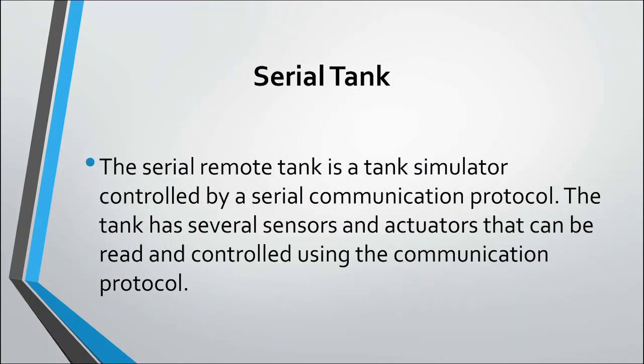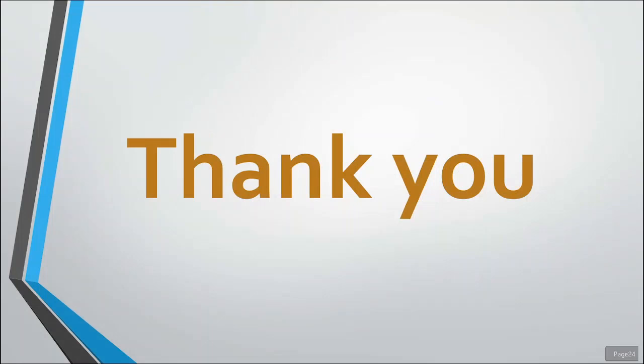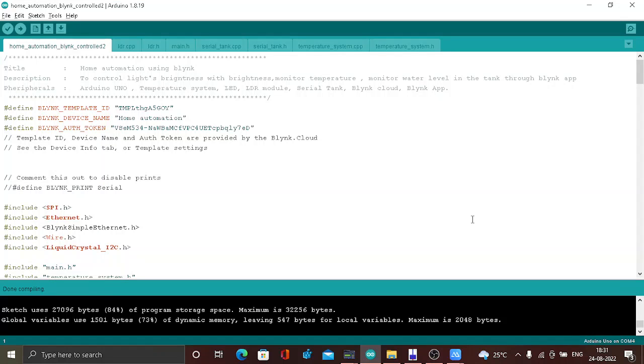The serial remote tank is a tank simulator controlled by a serial communication protocol. Implement the serial tank controlling mechanism. The tank has several sensors and actuators that can be read and controlled using the communication protocol. Let's implement the home automation project using the Arduino IDE as well as the Blink app and PiximLab.